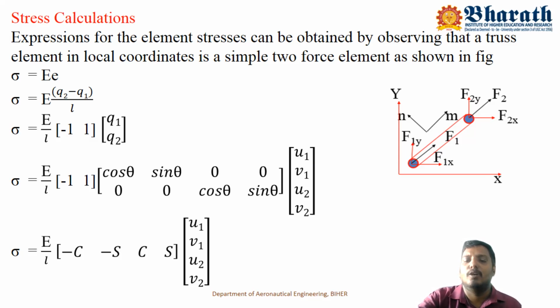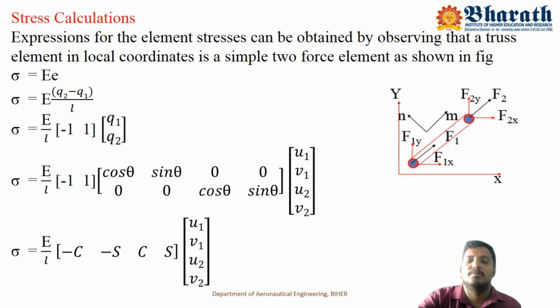When viewed in a local coordinate system, the displacement of node 1 and 2 will be Q1 and Q2. That will indicate E into Q2 minus Q1. Change in displacement, the respective original dimension of the member is length L. Then sigma is equal to E into Q2 minus Q1 by L. That we will arrange in the matrix form. Sigma is equal to E by L minus 1, 1 times Q1, Q2, where Q1, Q2 is nothing but the nodal displacement of node 1 and 2 with respect to your local coordinate system.